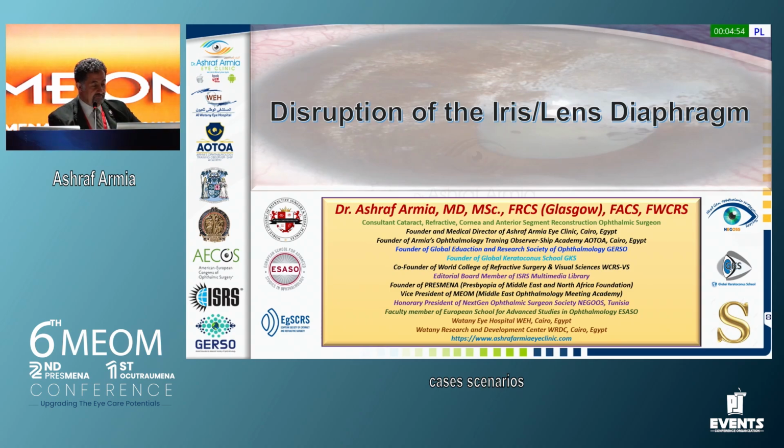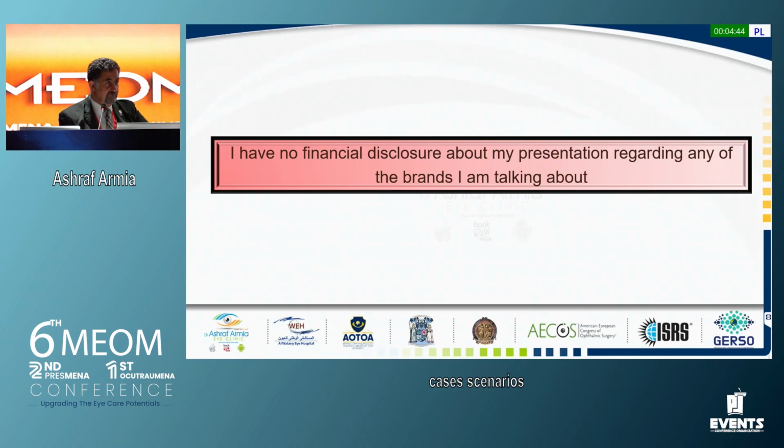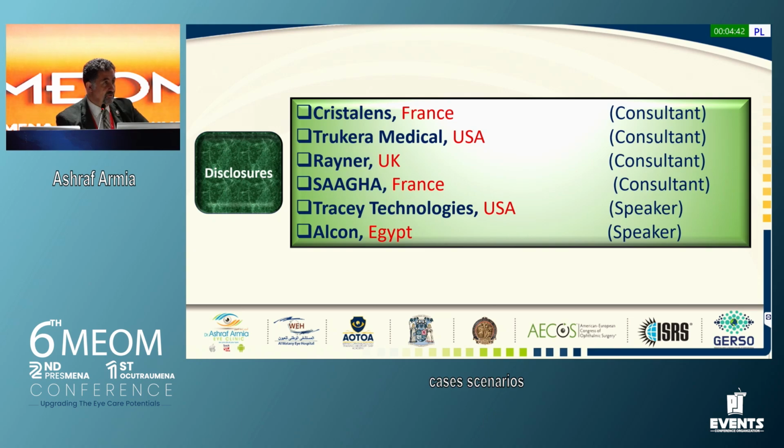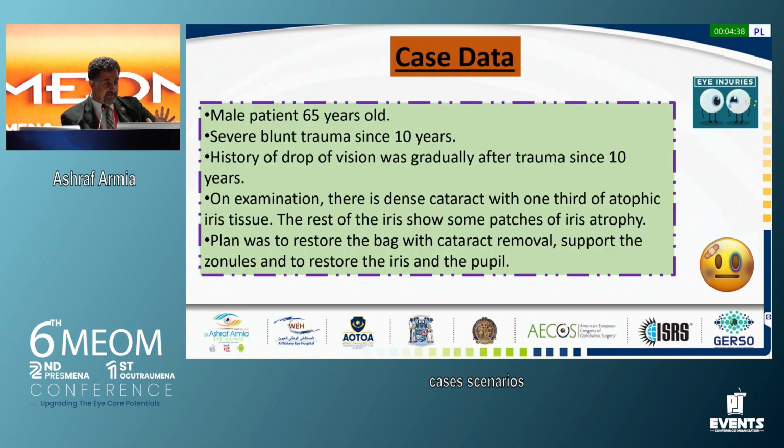So I will present a case. It was disruption of the iris lens diaphragm and how we recover the lens and the iris tissue also. I have no financial disclosure, but these are my disclosures: I'm a consultant and a speaker to these companies. The case data is a male patient, 65 years old, with severe blunt trauma since 10 years.